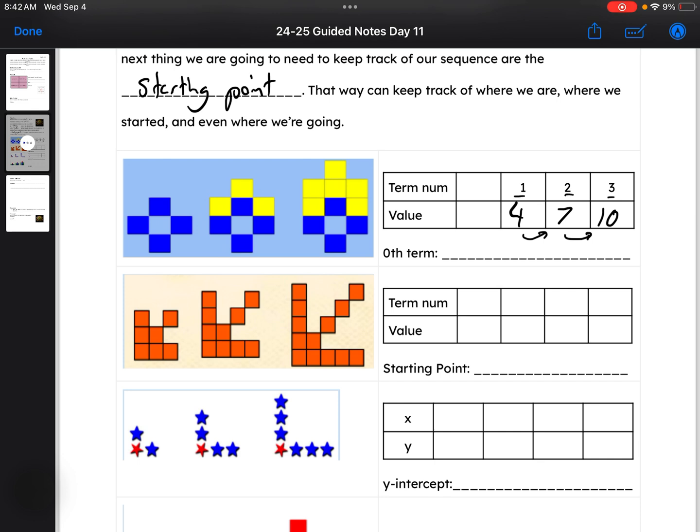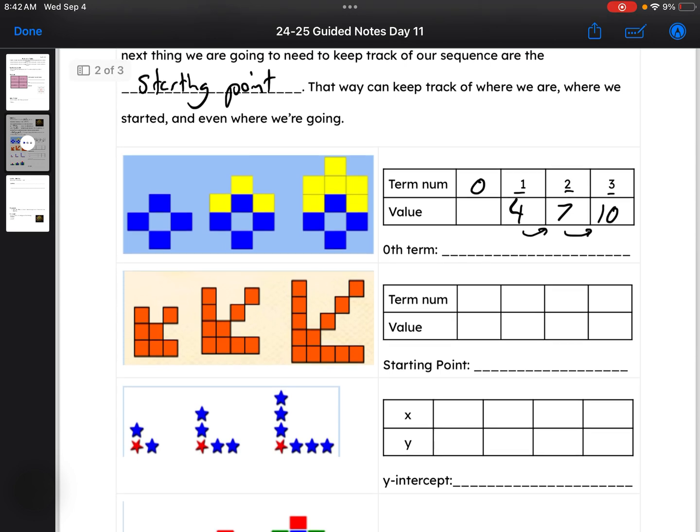So if this is my first, second, and third, I'm curious what my 0th would have been. Well, if we're following the same pattern by adding 3 every time, this would have to be -3. So this would actually be at 1. So that 0th term is going to be 1. We're going to use the 0th term to be our starting point, and the reason why is it is the value before any of the rates have been added to it. So we're going to use the 0th term as our starting point.